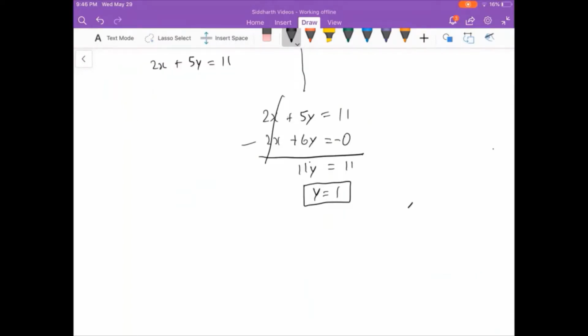For x, we just replace this value of y in the first equation. So we get 2x plus 5 is equal to 11. Solving the equation, we get x equal to 3. So the answer is 3 and 1.